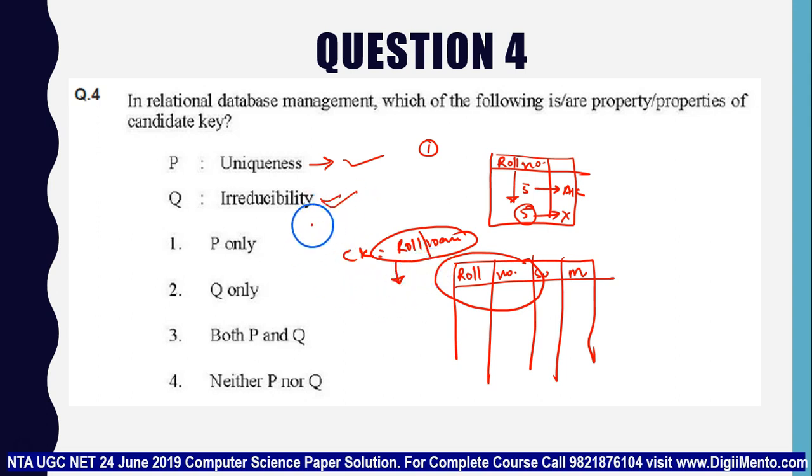So this shows that your candidate key should follow the uniqueness property as well as the irreducibility property. The correct answer here in this question is option number 3, that both P and Q should be there.